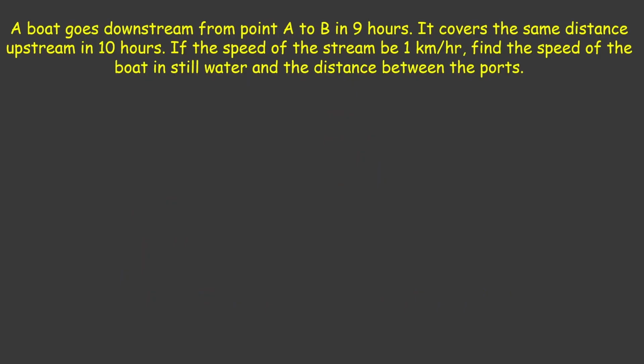Let us look at one last question. A boat goes downstream from point A to B in 9 hours. It covers the same distance upstream in 10 hours. If the speed of the stream is 1 kilometer per hour, find the speed of the boat in still water and the distance between the ports. Alright, so since we need to find the speed of the boat in still water, let us consider it to be x kilometer per hour.